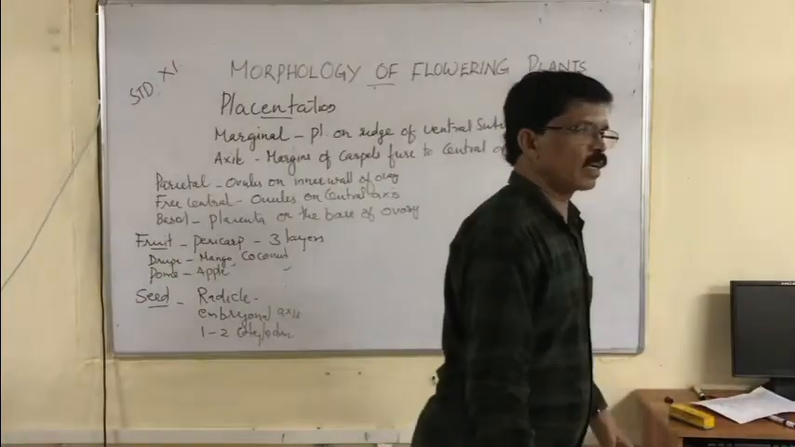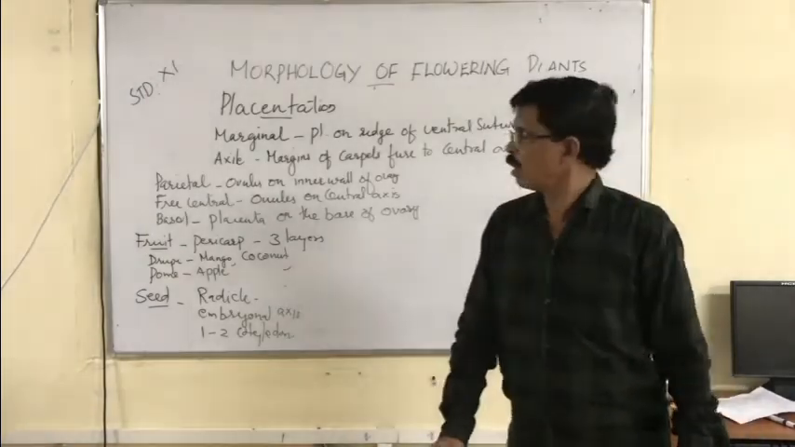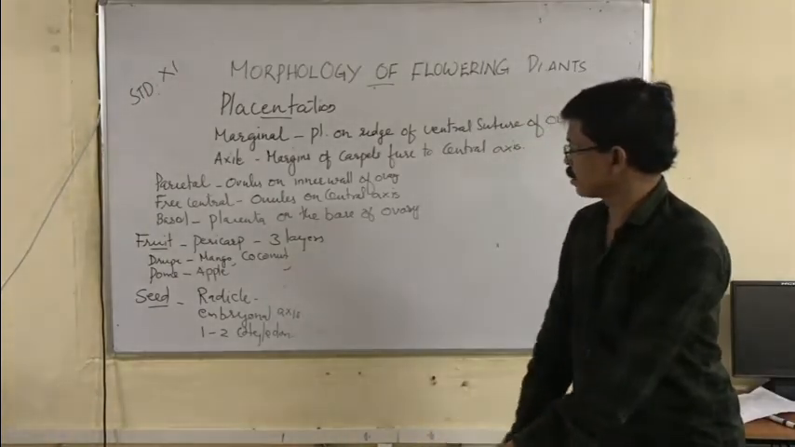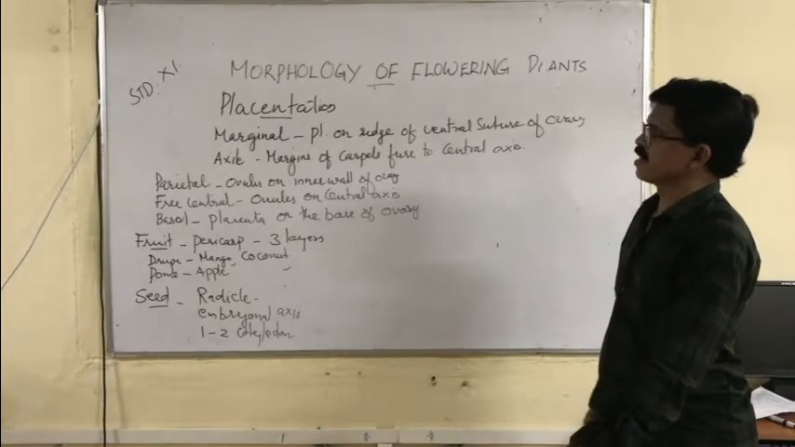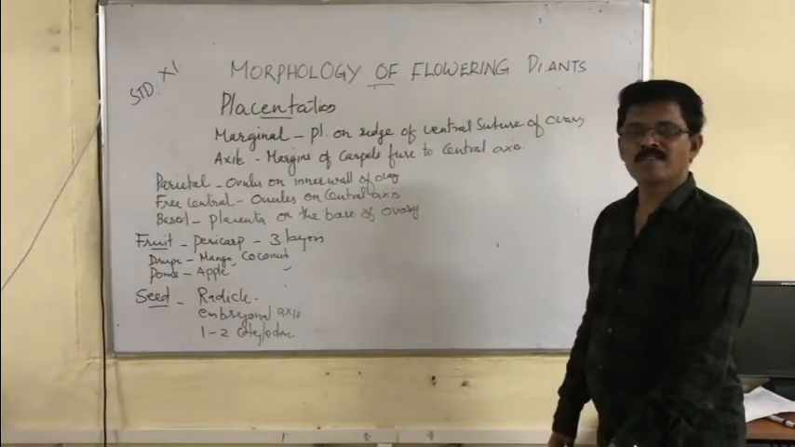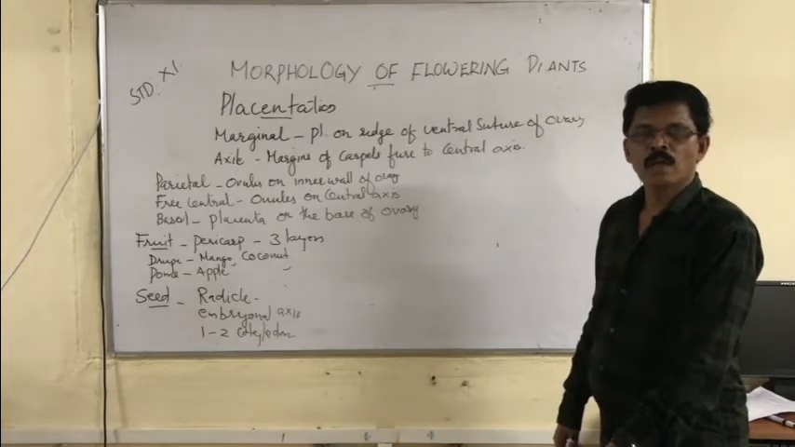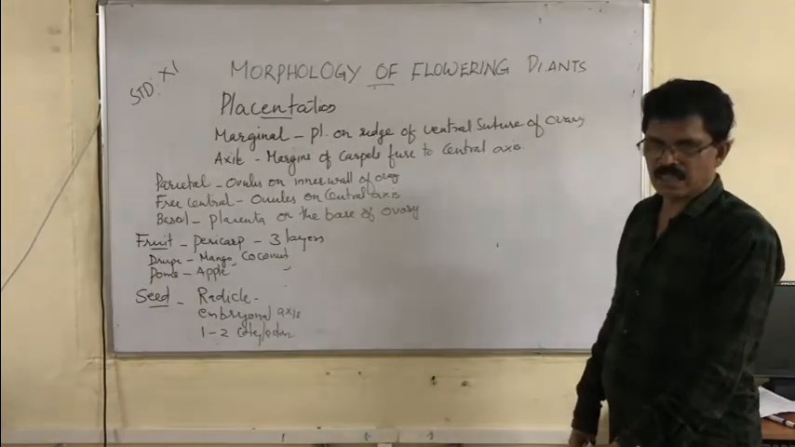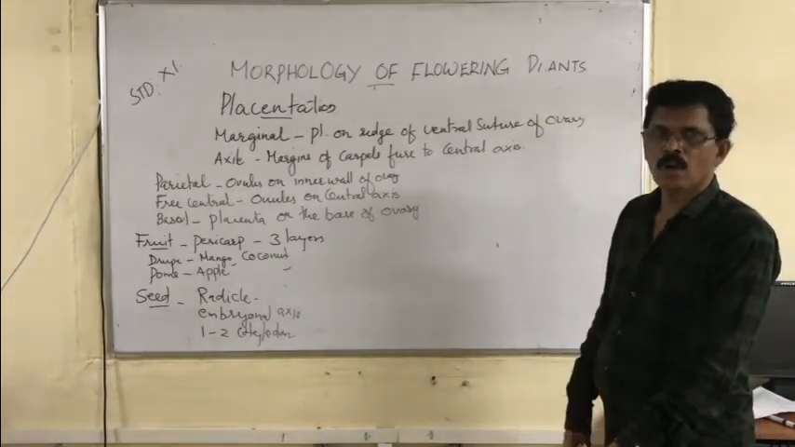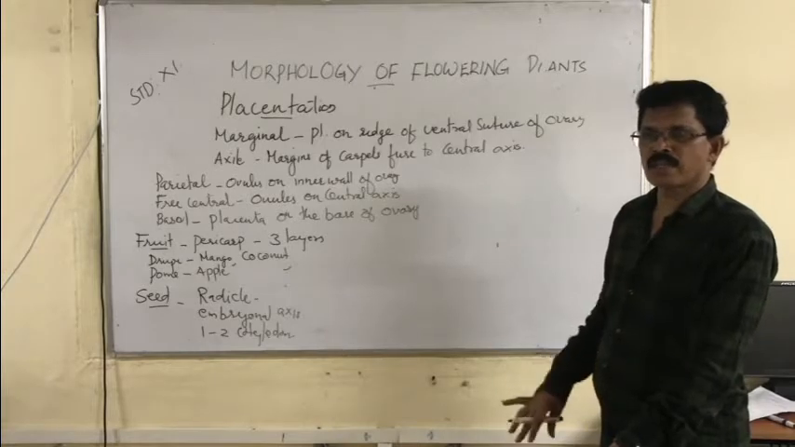Hi children, we are continuing the chapter morphology of flowering plants. The first one is placentation. You know what is placentation? Placentation is the arrangement of ovules on the placenta of the ovary.